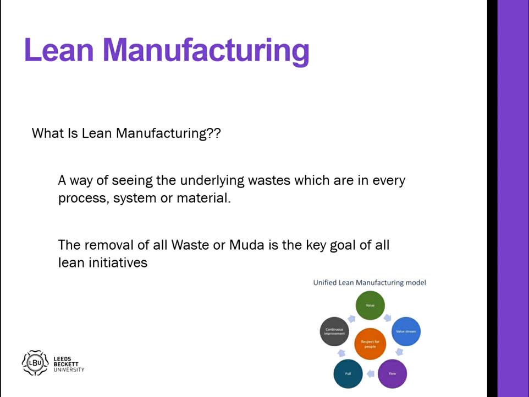So lean manufacturing, what is it? A way of seeing the underlying waste. We're doing manufacturing, or managing an office, or doing computer programming and so on. We're looking to find out where in our production process there is waste, and we call waste muda. It's to reduce waste.